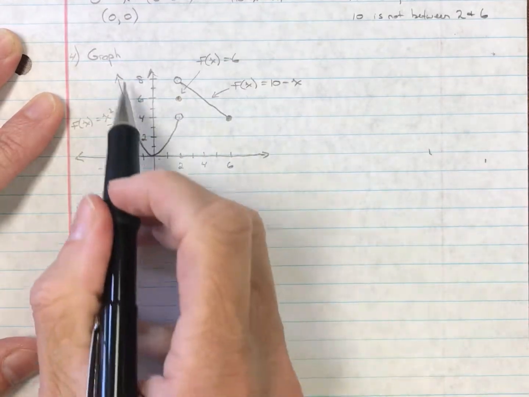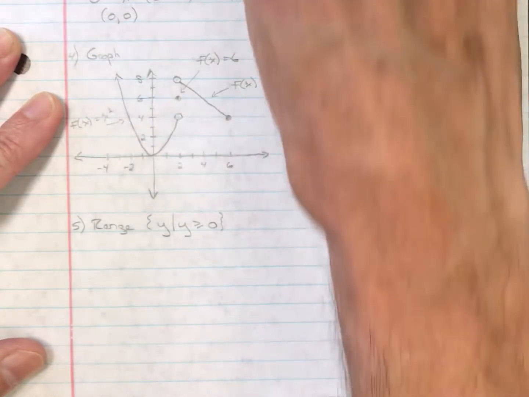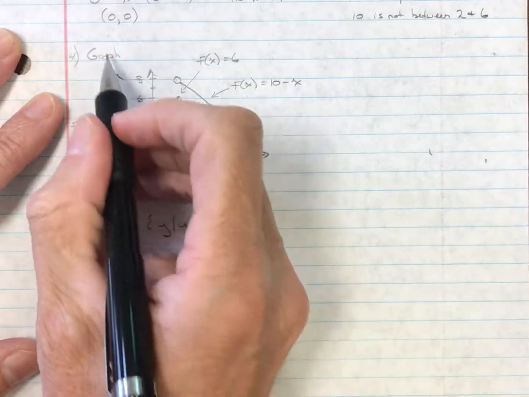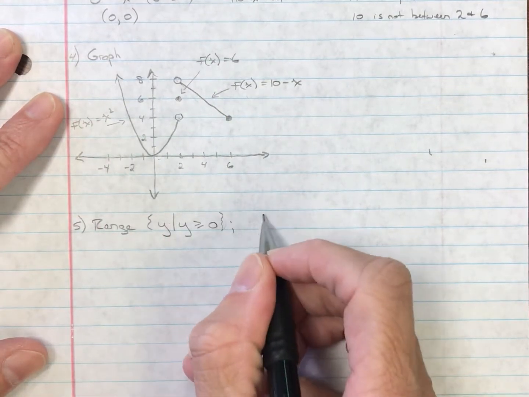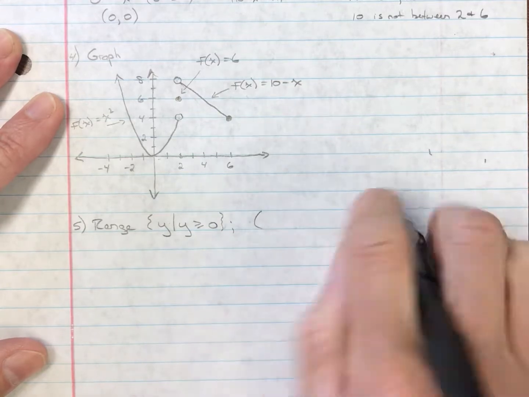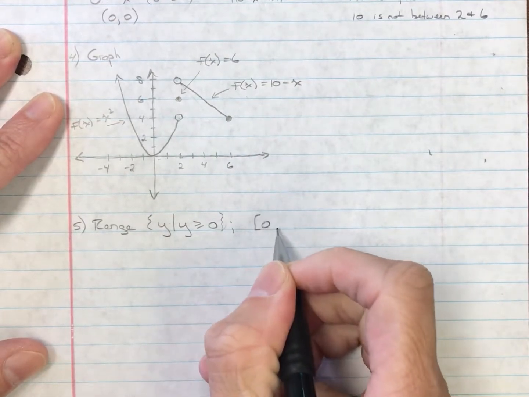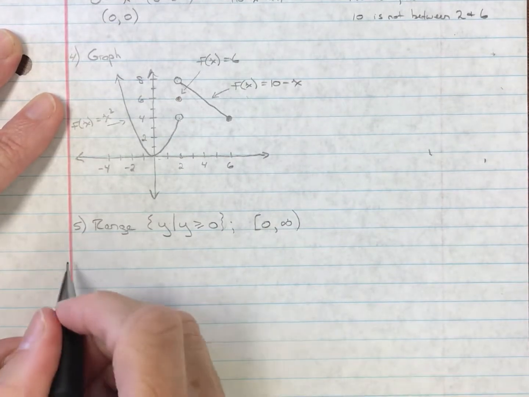Any y, every value from here above is in the range because this portion here is going to come out in the range. And of course, in interval notation, 0 is included. So 0 to positive infinity, that's the range according to the graph.